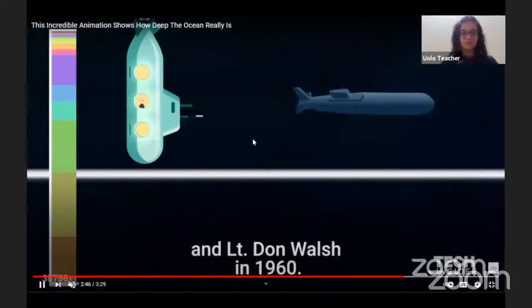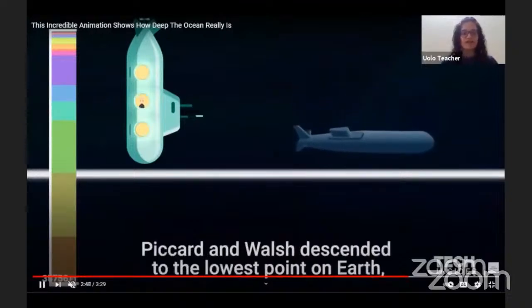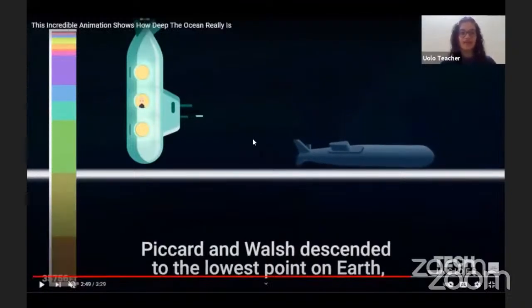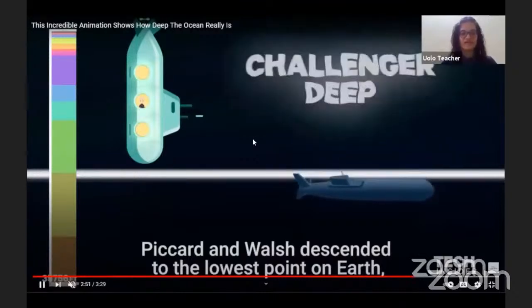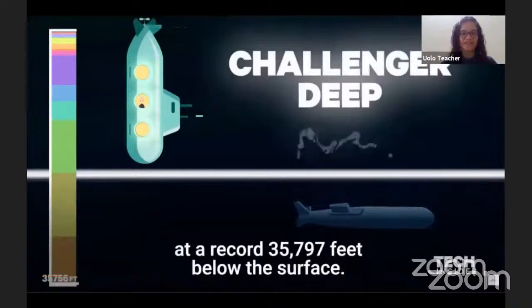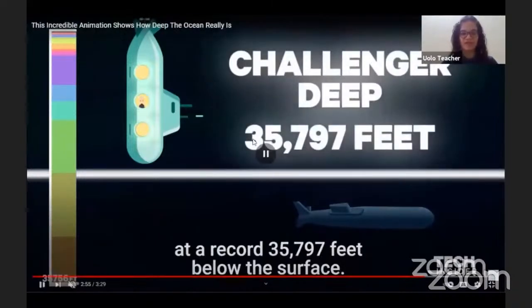Now, what did they do? They descended to the lowest point on Earth, that is 35,797 feet below the surface. And this level is called the Challenger Deep level.